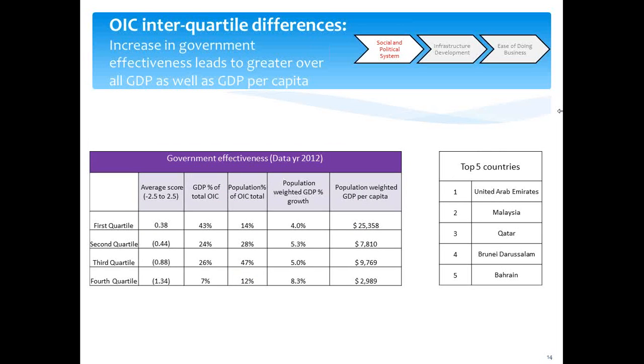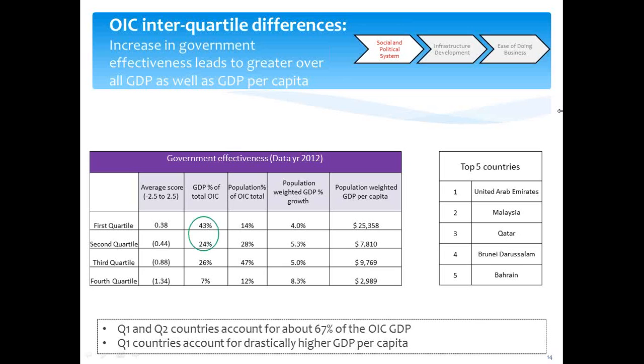Moving on to the next quartile table, we looked at the interquartile differences for the OIC countries for government effectiveness. We found that almost 70% of the OIC GDP comes from the top quartiles, and the difference in GDP per capita is again drastic, especially for the quartile 1 countries.